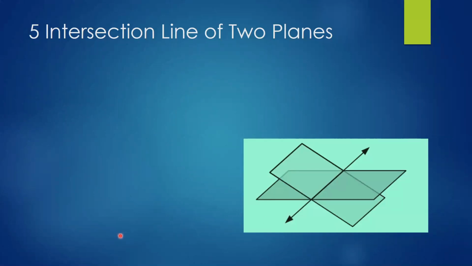If the planes intersect at an angle, one goes through the other like this, the intersection is a straight line anyway, or they are parallel.